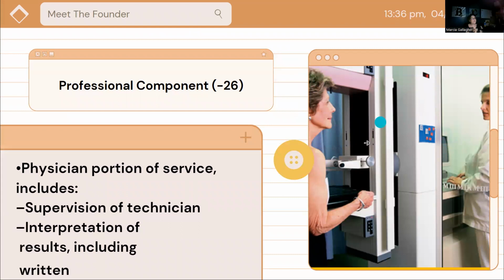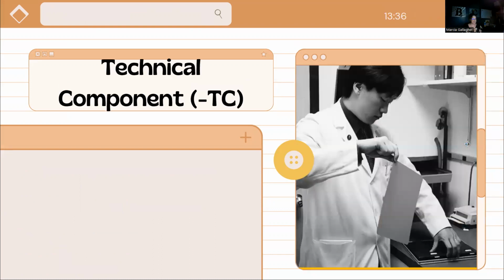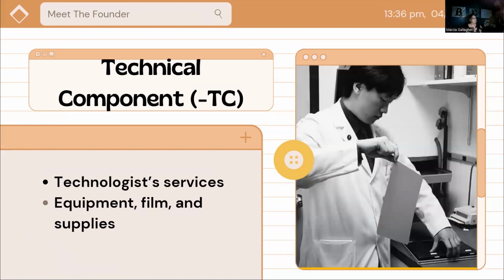So look here, we're having a mammogram, right? So professional component 26, the physician portion of the service includes supervision of the technician, interpretation of the result, including a written report. So let's talk about the TC component. TC is the technologist service, equipment, film, and supplies.